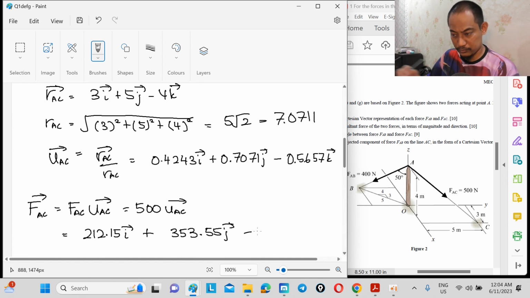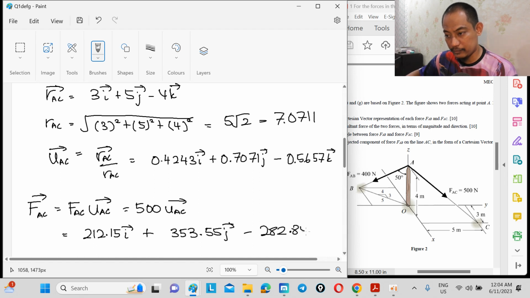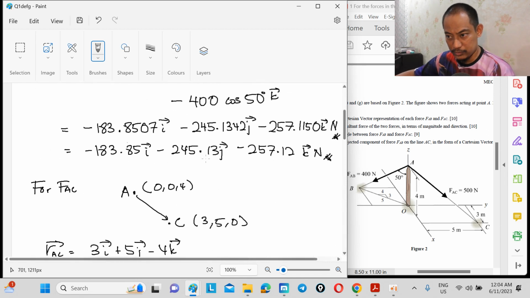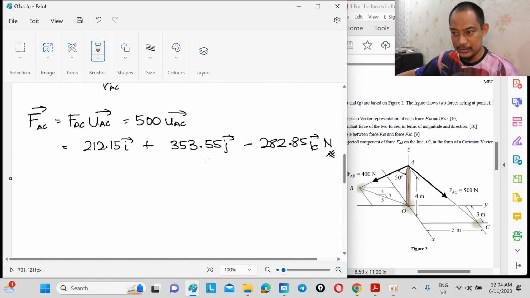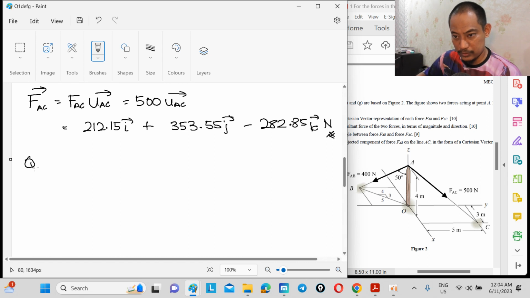Minus 500 times 0.5657 gives 282.85k Newton. So this is what we need, the expression of each force. That's the first answer, this is the second answer. So that's question 1D.